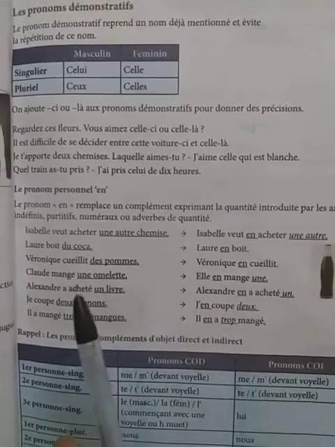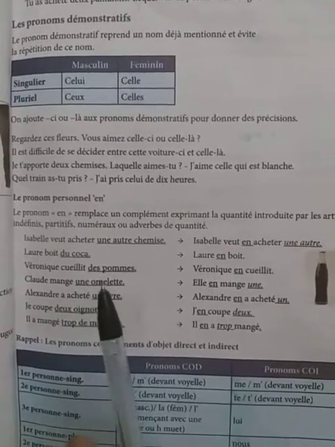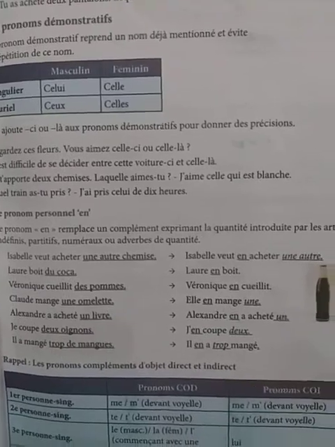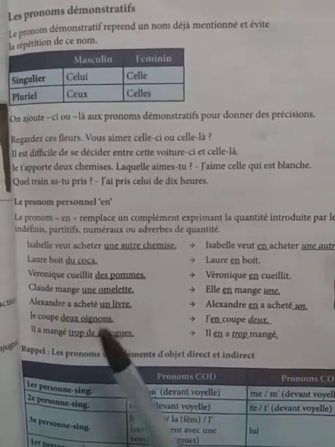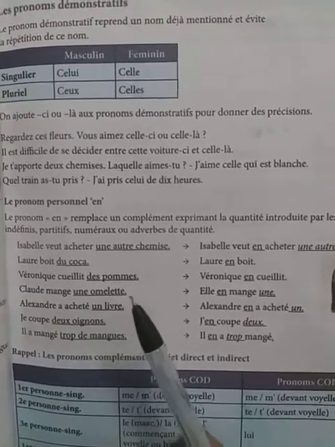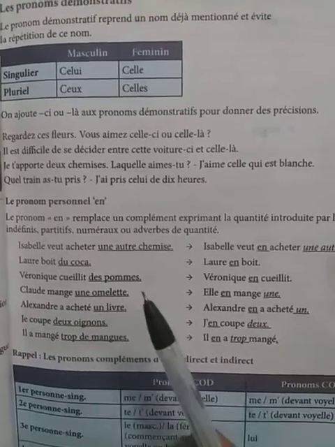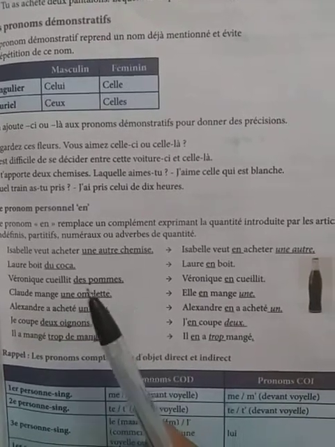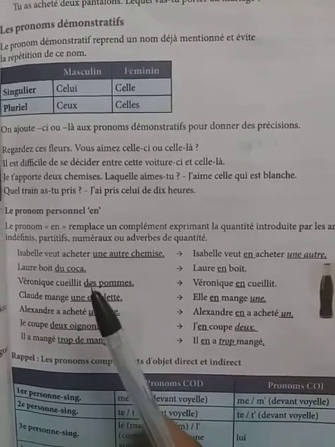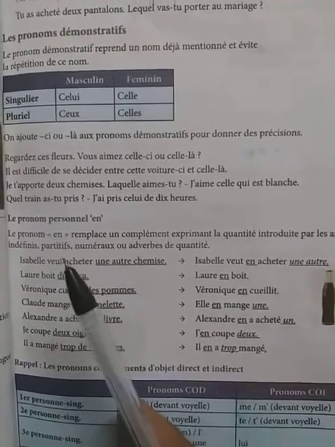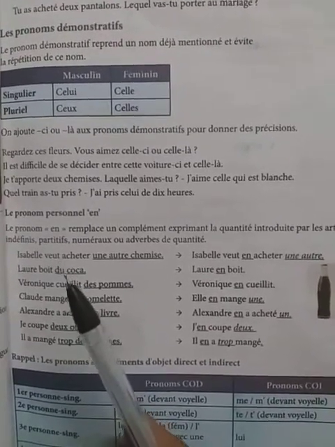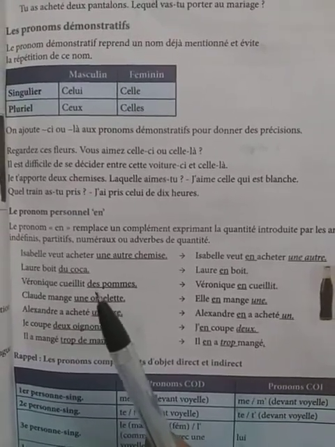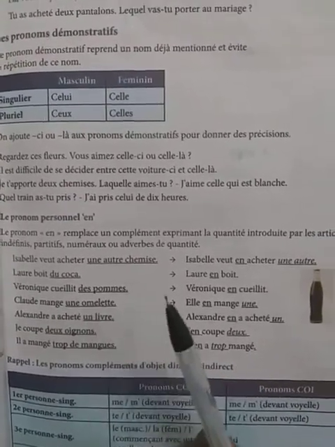Third example, Véronique cueille des pommes. Véronique plucks the apples, cueillir. Véronique en cueille. Here it is given in general form, des. What is this? Du and des? Article partitive. Quantities. Some, meaning some. Du, de la, de l', des. Véronique en cueille.